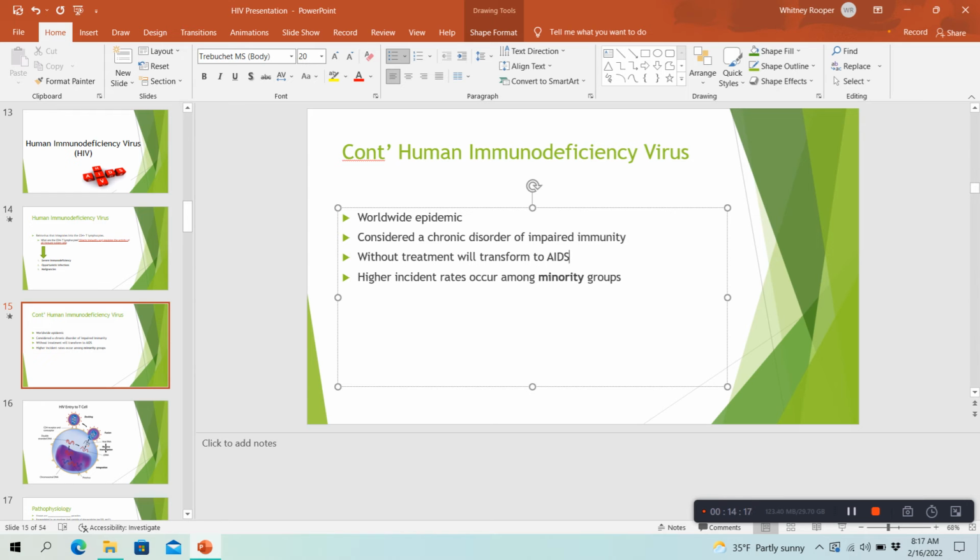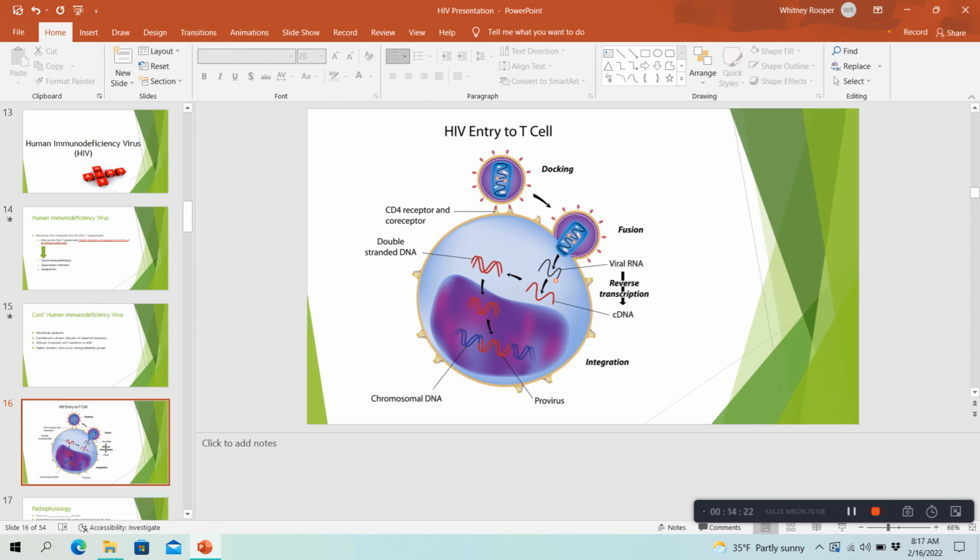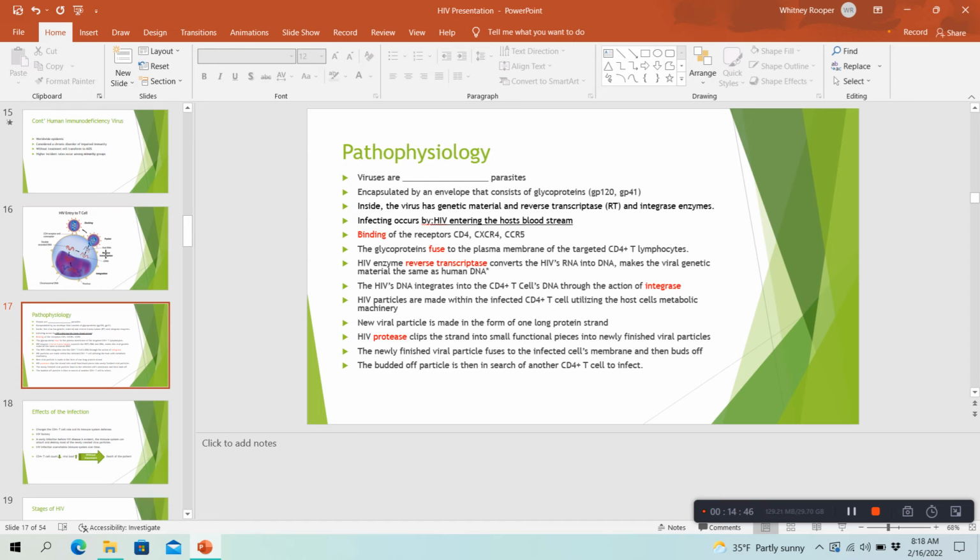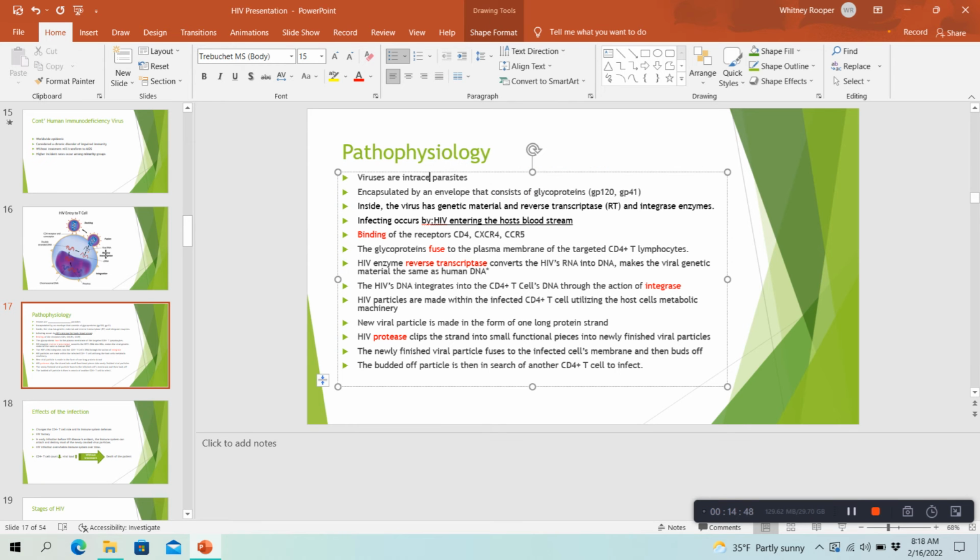This cell, I do not ask you to memorize it. What I do ask is that when you're studying, you really understand what this does, because when we move to medication, every medication goes with a phase of this. There are plenty of areas where the medications block, so that we can reduce the HIV going into these beautiful cells. Viruses are intracellular parasites. What does intracellular parasite mean? Yes, it attacks the inside of the cell.